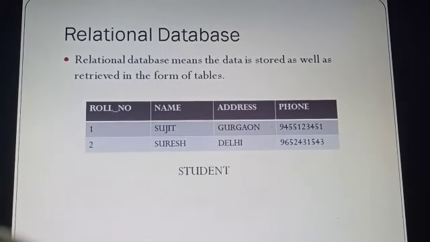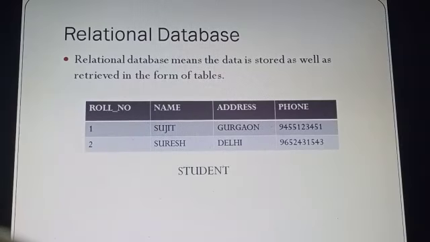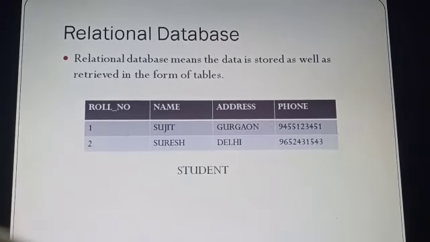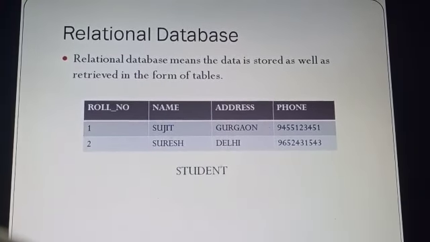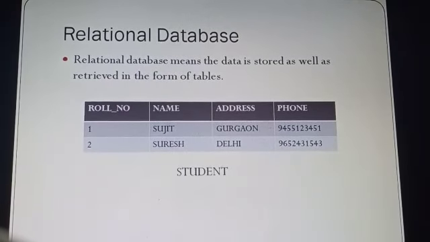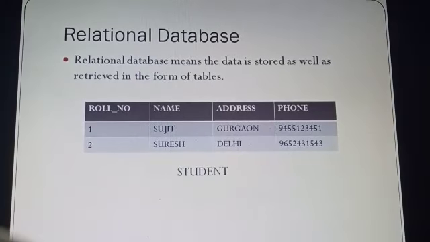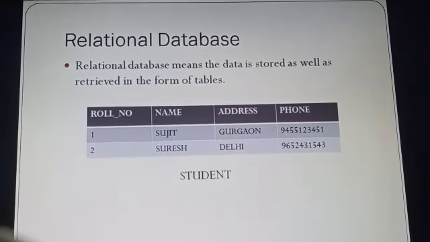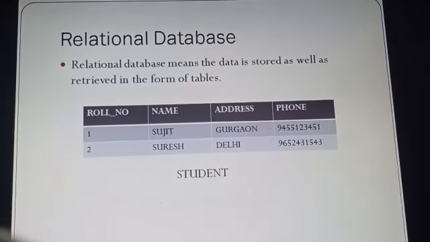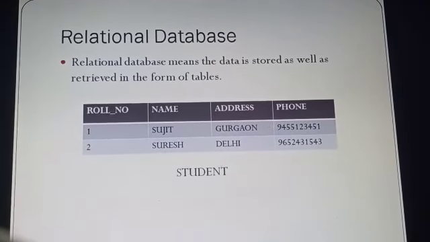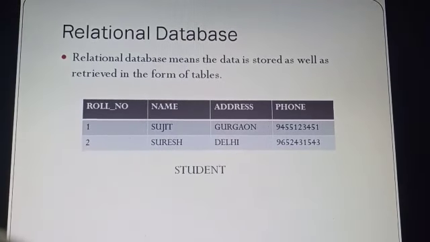First is attribute. So what is an attribute? Attributes are the properties that define a relation. Here, student is an entity and roll number, name, address and phone number are the attributes which define the student entity. Next is tuple. What is a tuple? Each row in the relation is known as a tuple. Here in this example, there are two tuples in the student table.